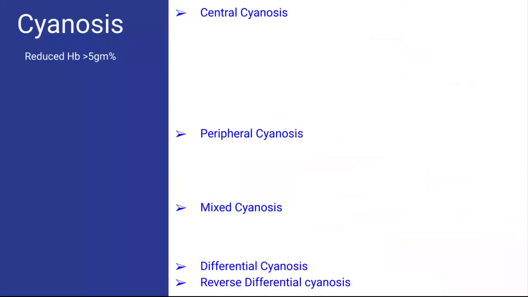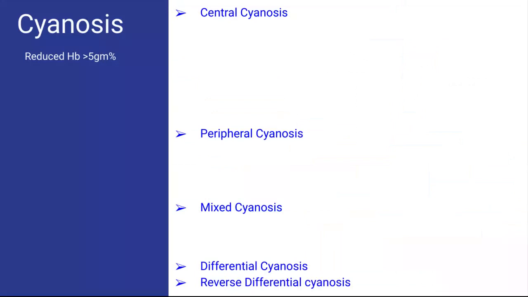So before going into detail of cyanotic congenital heart disease, we will discuss cyanosis first, which is the predominant symptom and sign for congenital cyanotic heart disease. Cyanosis is bluish discoloration of the body, which is more evident on nail beds, lips, tongue, conjunctiva, oral cavity mucosa, and ear lobes.